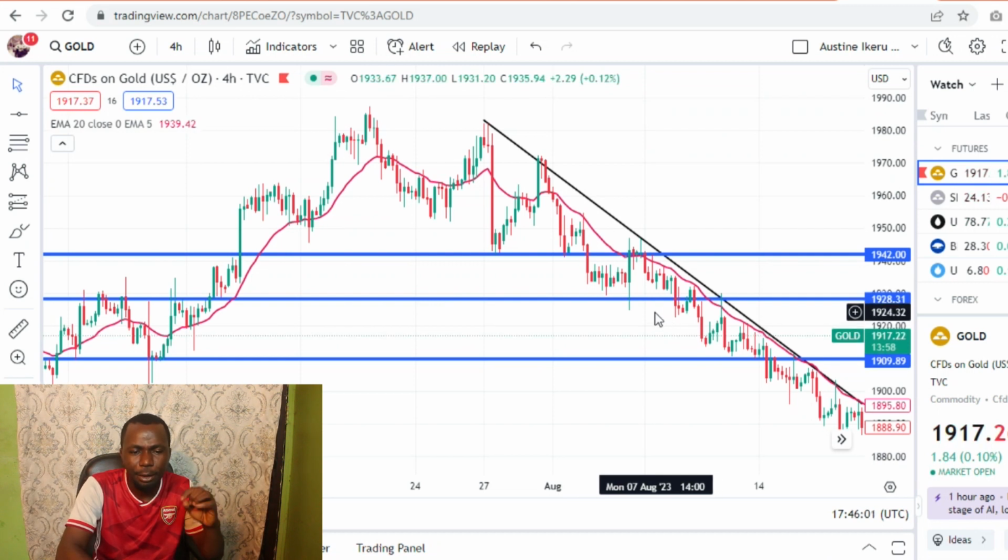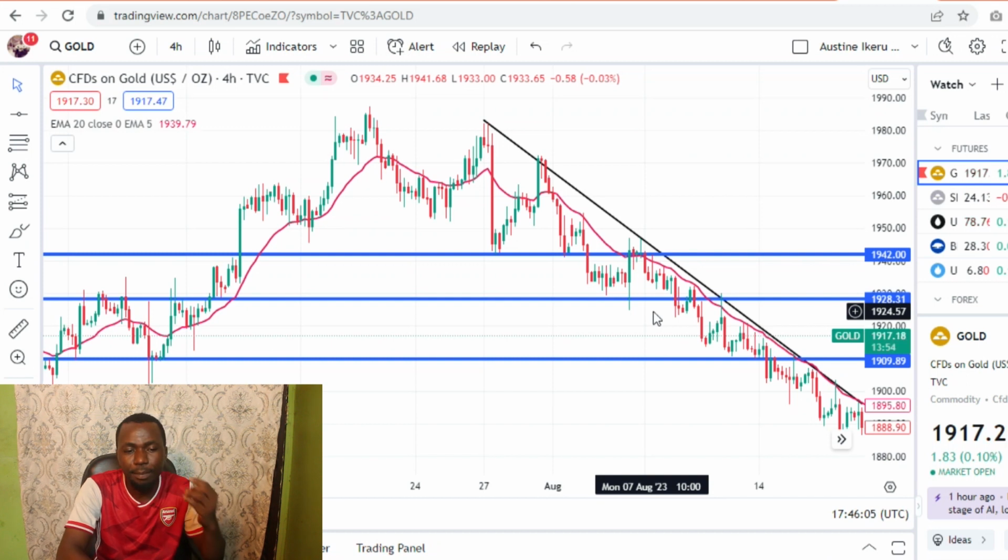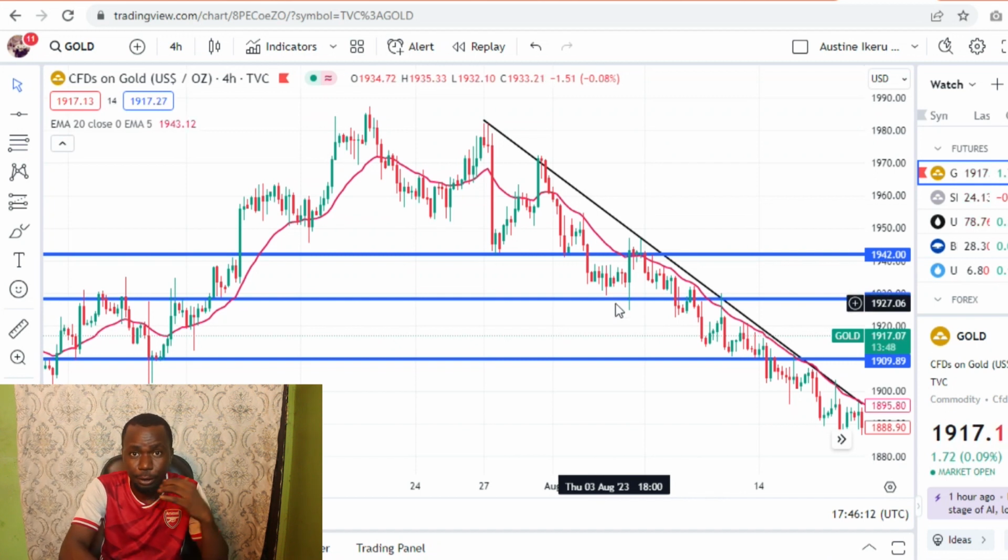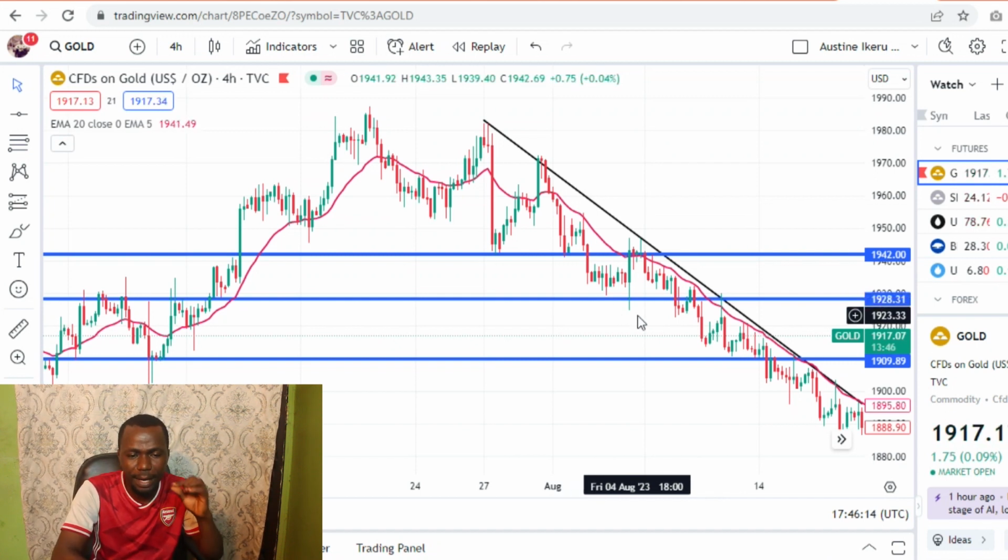So this is how you trade price action. Very simple. What you have to do is go to your demo account and study this thing that I've just taught you. Price action, very, very important. Let me repeat it again.